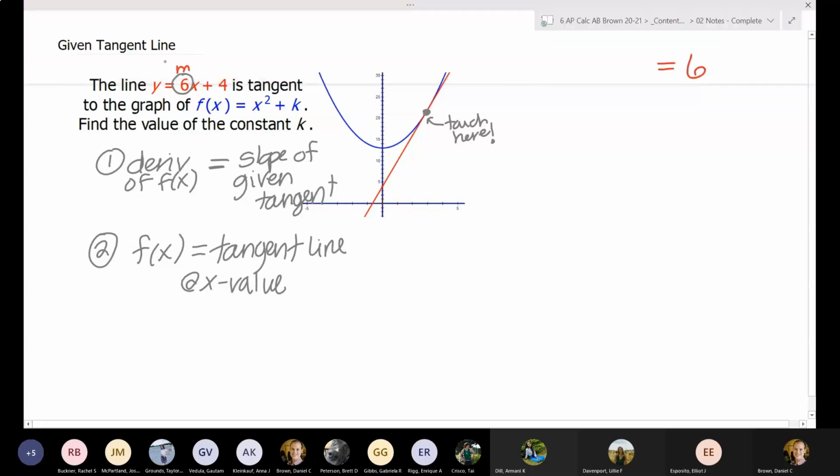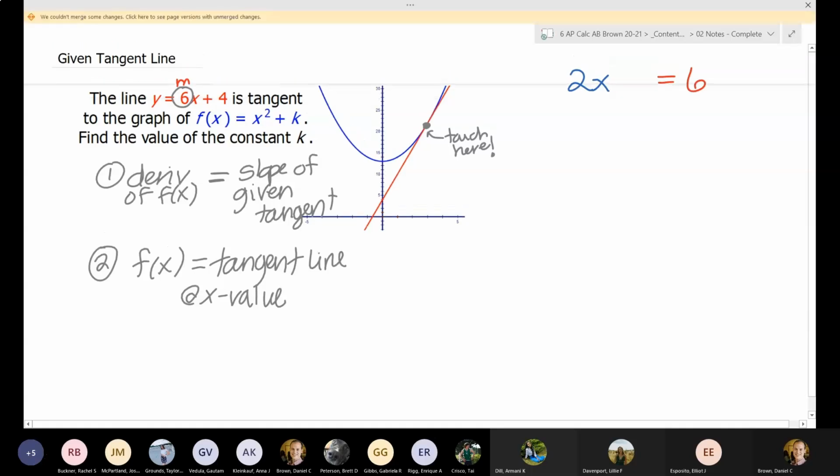F of x is x squared plus k. The derivative of x squared is 2x. And then be careful with this. Yes, k looks like a variable, but k in this case is representing a constant. So what is the derivative of k going to be? 0. K is just a number, so we know that the derivative of k is just going to go to 0. So this is my first equation.